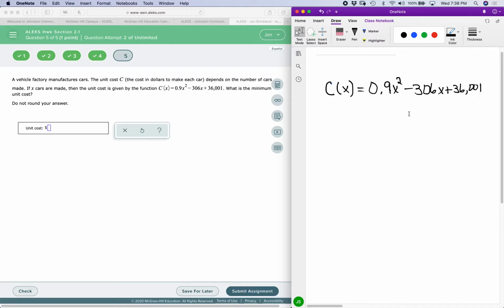For the fifth problem, we have a vehicle factory which manufactures cars. The unit cost depends on the number of cars made. We have a function C of x, where C is equal to the cost and x is the number of cars. If x cars are made, then the unit cost is given by this formula. We're asking what the minimum unit cost is going to be, and it says not to round the answer.